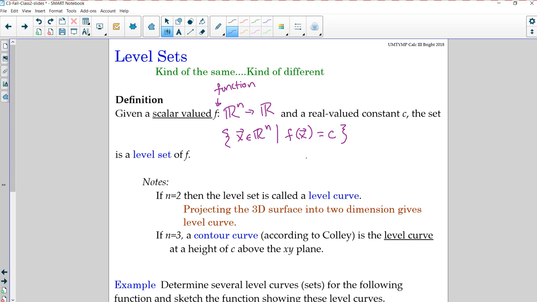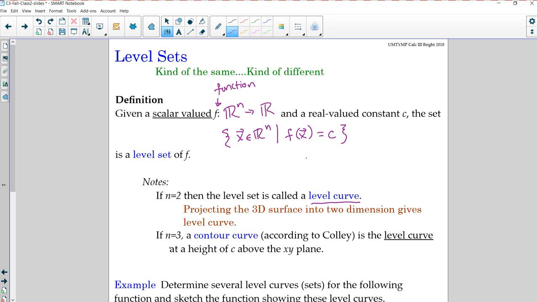Just some notes on language more than anything. If n is equal to 2, then the level set is actually called a level curve. So what we get is a curve in 2D. You can think of this as taking a rubber band around a certain part of a ball, and then projecting that rubber band, its circumference really, onto 2-dimensional space. That's going to be your level curve.